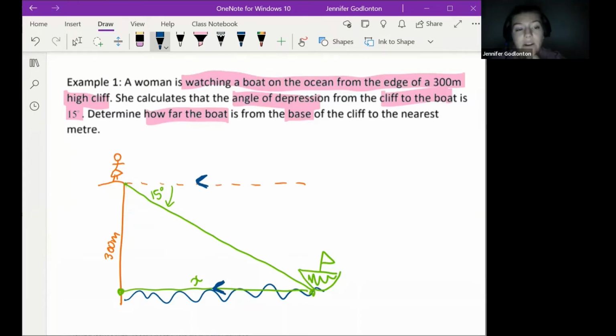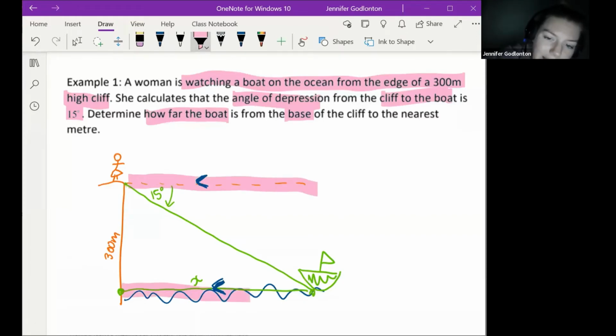Okay, co-interior. Co-interior could be helpful. Something that will be more helpful when it comes to angles of depression and elevation is a different one though. Alternation, yeah, good. Okay, so if this angle, let's highlight them. If this line here is parallel to this line here, that means that this angle is alternate to this angle, which means they are equal to each other. Okay, so because of alternate angles, that would be 15.